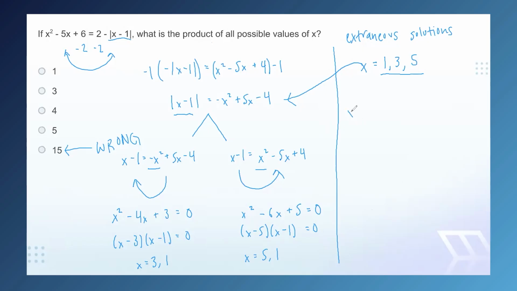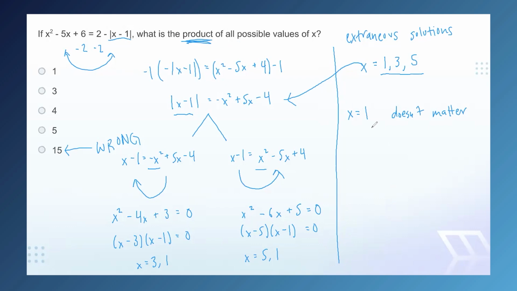Now, normally I would start with my smallest solution and work my way through them in ascending order, but a little trick to save time here is to recognize that since this question is asking for the product of the possible values of x, whether or not one is a valid solution versus an extraneous solution doesn't actually matter, because multiplying by 1 in a product does not change the answer.